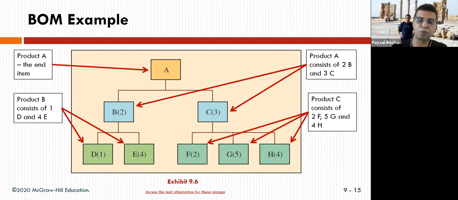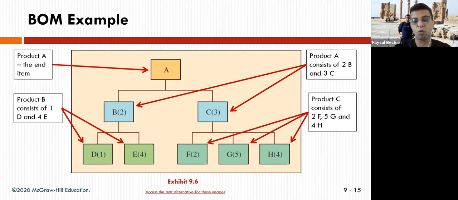So in order for you to produce A, you have 2 units of B and 3 units of C. Now, to produce 2 units of B, each unit needs 1 unit of D and 4 units of E. So it gets more complicated, and you cannot do it manually breakdown. So you need a bill of material.